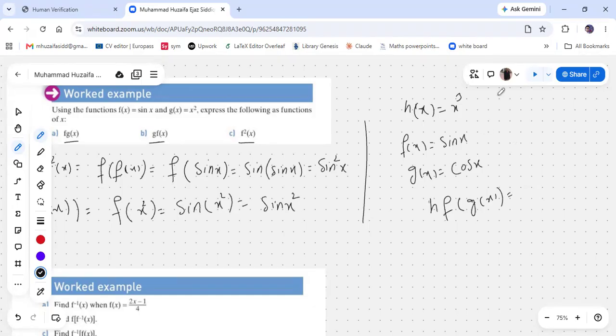I got 1 over sine x squared. Okay, okay. So is there any confusion regarding this problem?